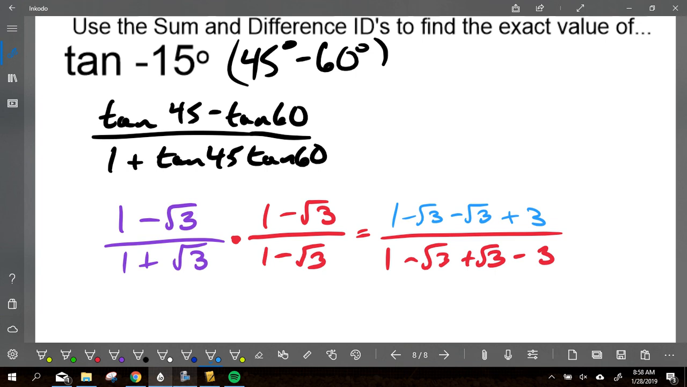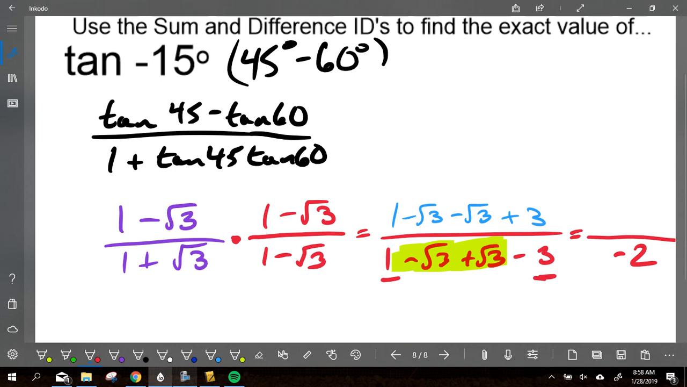Cool. Once we've done that, Garrett, what can I do in the denominator? Yep. These two things. One's negative square root of 3. One's positive square root of 3. Those two things are opposites of each other, so they cancel. So what am I going to be left with on bottom? Negative 2. Negative 2 in our denominator. He's got this 1. He's got that negative 3. He gets negative 2.